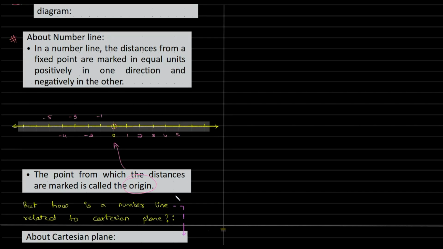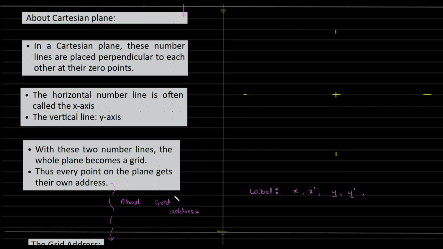How are they related? Well, a Cartesian plane has two number lines. In a Cartesian plane, these number lines are placed perpendicular to each other at their zeros. Let me explain that with the diagram. So we have first number line, second number line. If you keep these two perpendicular to each other, that is, making an angle of 90 degrees.